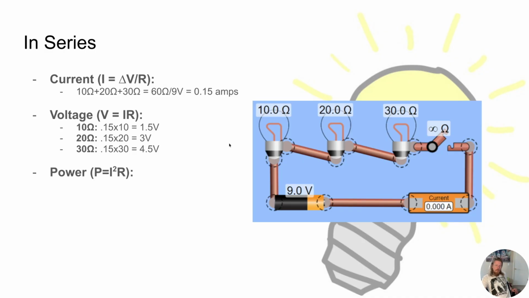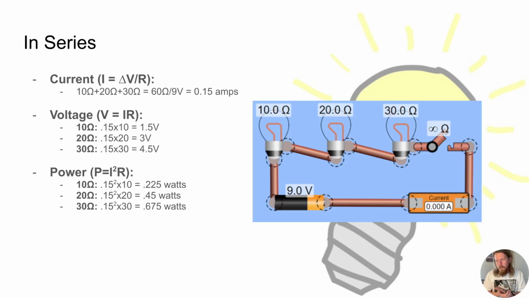To calculate the power, P equals I squared times resistance. I'm sorry, I meant current squared times resistance. So for the 10 ohm, it's 0.15 squared times 10. That equals 0.225 watts. For 20 ohms, we got 0.45 watts. And for 30 ohms, we have 0.675 watts. What this tells us is that the brightest bulb in an in-series circuit should be the 30 ohm bulb.